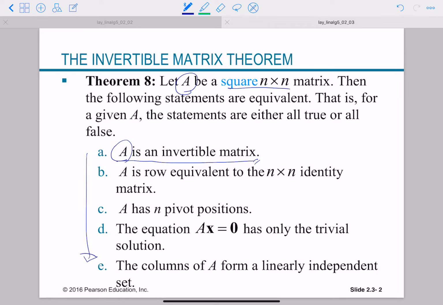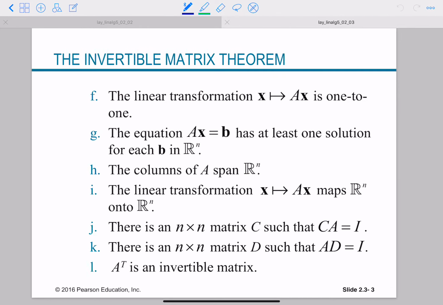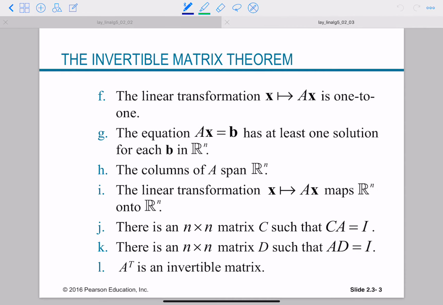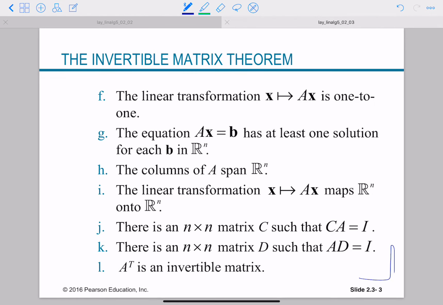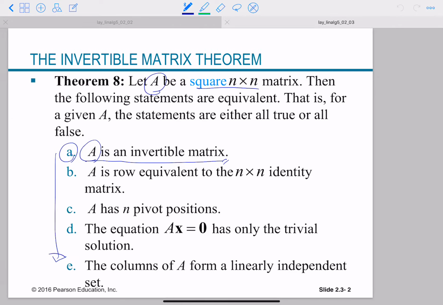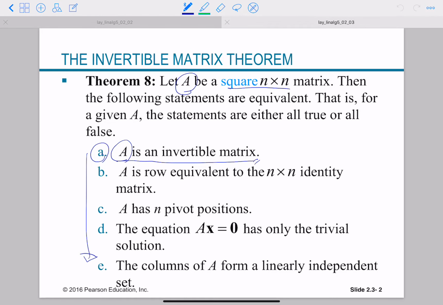So this item is equivalent to any other items that we have in this theorem, and this theorem is not described in a single page, but it goes up to the item L. From A through L, all of them are equivalent. That is the main point of this theorem, and then let's view what each item is describing.